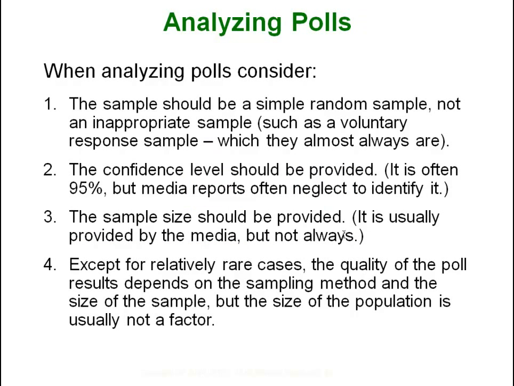Whenever you get results reported to you, always consider some things. If they didn't do a simple random sample, such as if they used a voluntary response sample, i.e. surveys, which they almost always do, then their results are suspect. Right? Voluntary response samples are biased, so their results are going to be biased. The confidence level should always be provided. It's often 95%, but they don't always tell you. So unless they tell you, you also don't know how confident their results are. The sample size should always be provided. Again, it just tells you how strong their results really are.